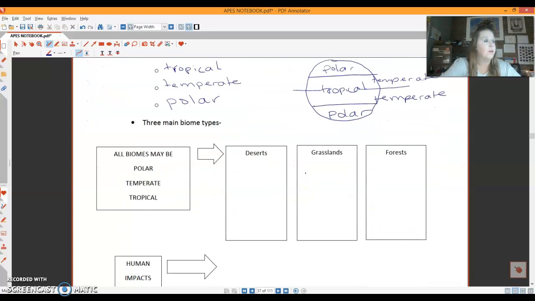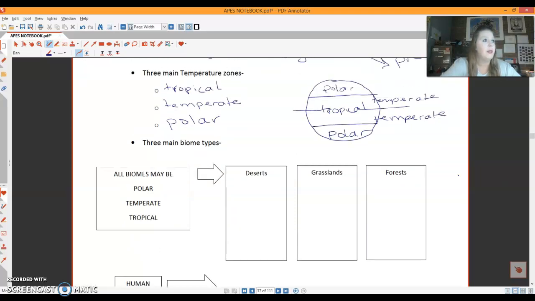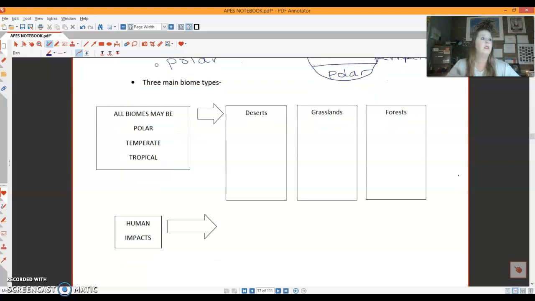All right, so we know that we have 3 main temperature zones, okay? But we can also break down our biomes into 3 specific types. Okay, so there's 3 categories of biomes. We have deserts. They can be warm or cold. We have grasslands, and we have forests.